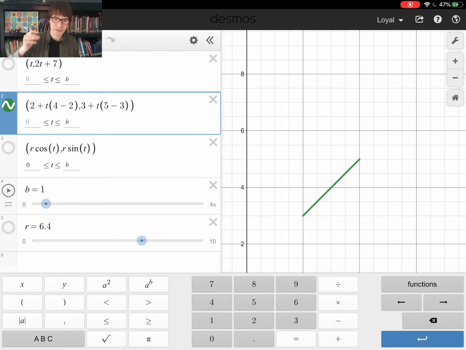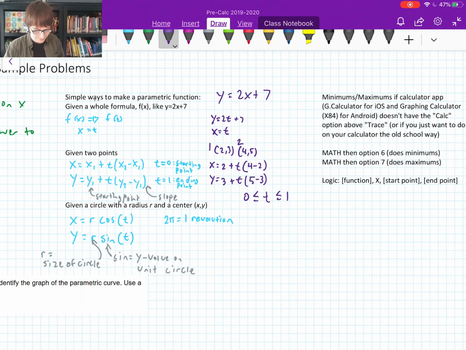You remember why that is: if I plugged in 0 for t, I would get the first point, and plugging in 1 for t, you get the second point. So we're graphing all the points between the first one and the second one, the line segment between them. Anyway, if that was a little too confusing, don't worry about it. It's not vital to know.